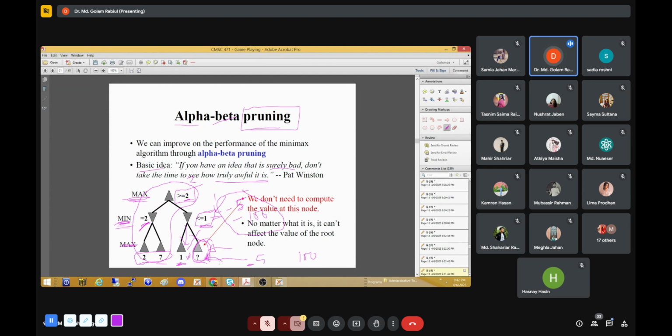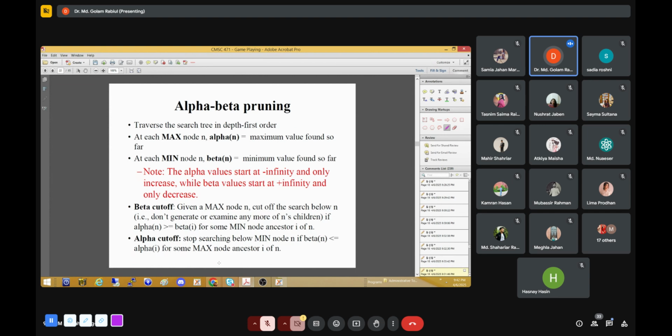So that's the principle of our alpha beta pruning, but it has an algorithm. So we will see the algorithm. Again, alpha beta pruning will follow the same procedure as the minimax, that is, the depth first order.